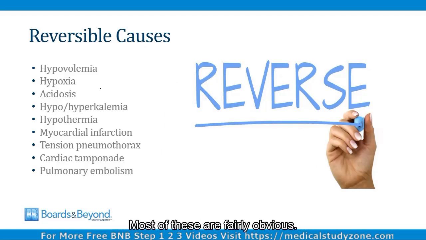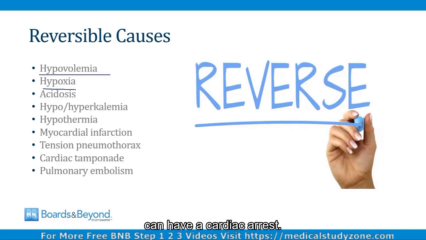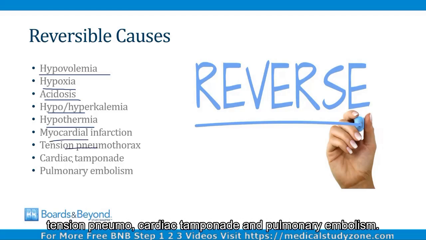Most of these are fairly obvious. Patients who have severe hypovolemia or hypoxia can have a cardiac arrest. Acidosis and potassium abnormalities can cause cardiac arrest. Severe hypothermia can cause cardiac arrest. And then a number of pathologic conditions are sometimes associated with cardiac arrest. These include myocardial infarction, tension pneumo, cardiac tamponade, and pulmonary embolism.